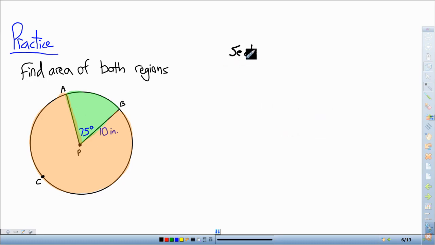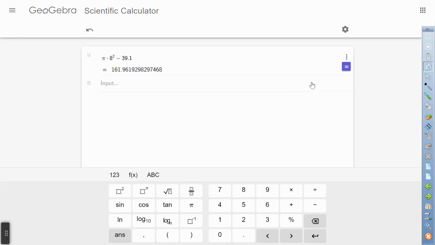Okay, so that green sector, I'd call sector APB, equals the measure of the arc, which I can see here is 75. If the central angle is 75, this is 75. Okay, so 75 divided by 360 times pi r squared. The radius on this circle is a 10. So there it is, 75 divided by 360 pi 10 squared.